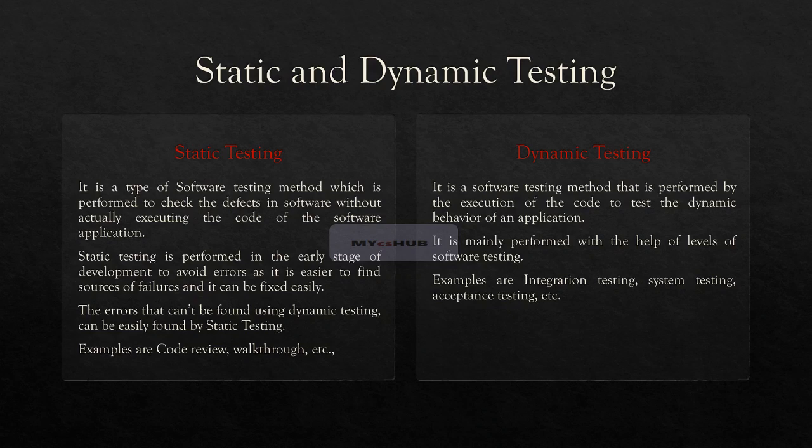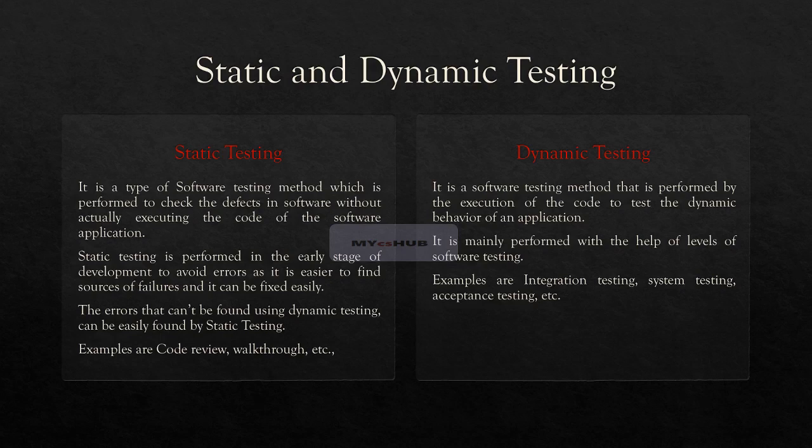The errors that can't be found using dynamic testing can be easily found by static testing. So examples of static testing are code review, walkthrough, etc.